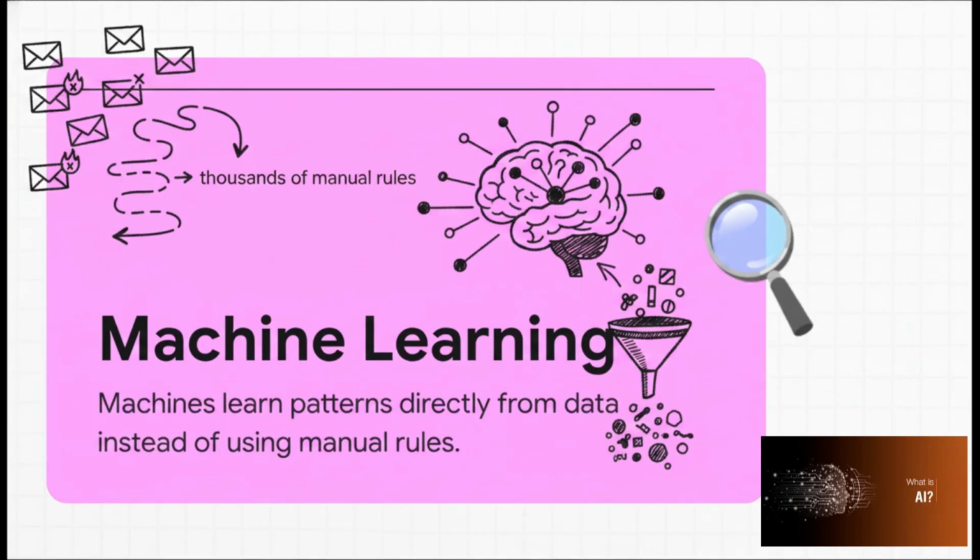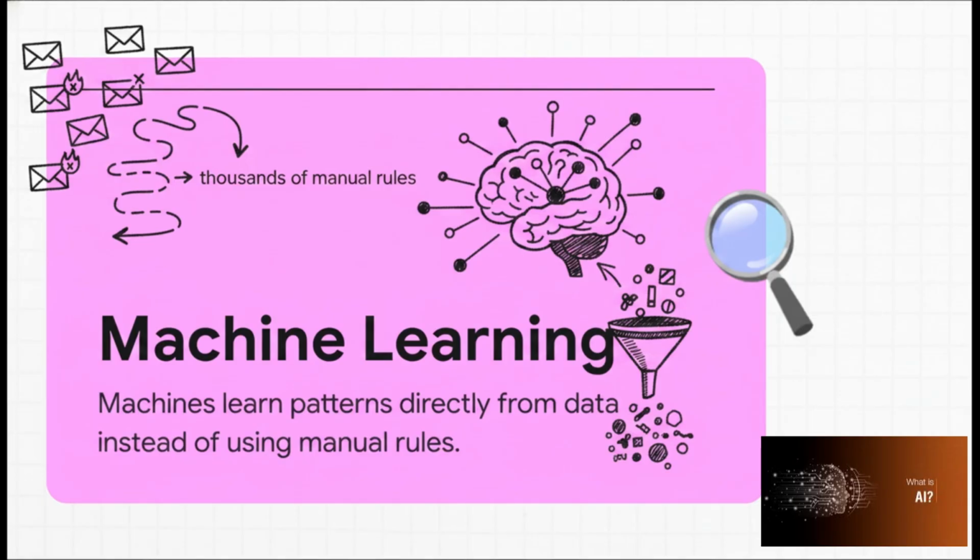First, we have machine learning, which is a specific subset of AI. Imagine having to write a computer program to detect spam emails the old-school way. You'd have to write thousands of manual rules, like if the email says free money, block it, or if it's from this exact weird address, block it.